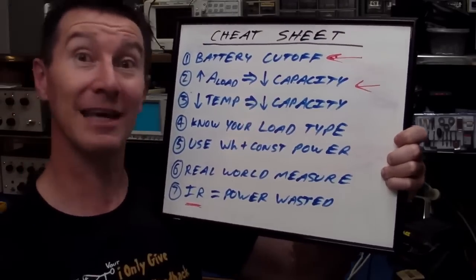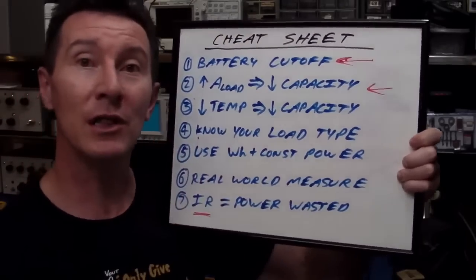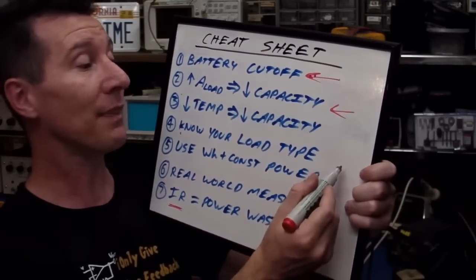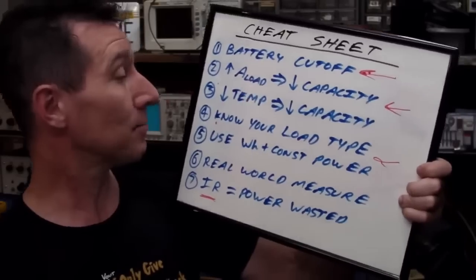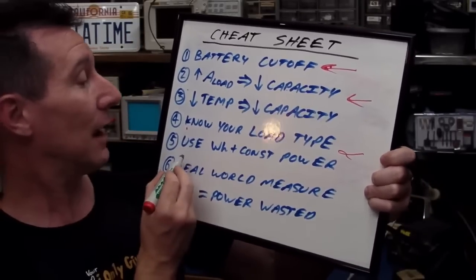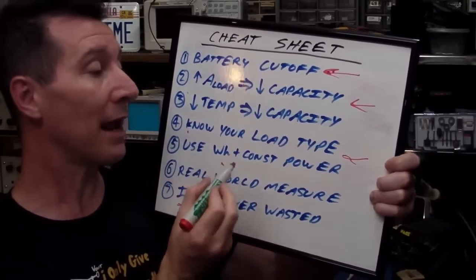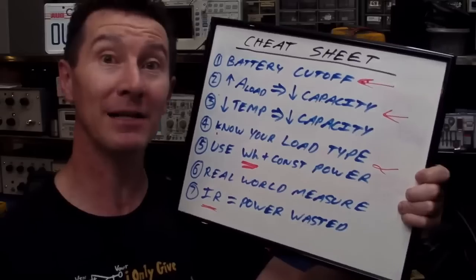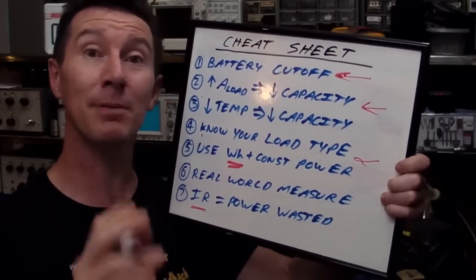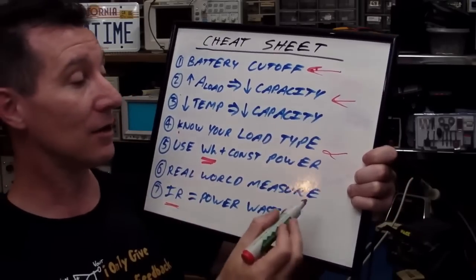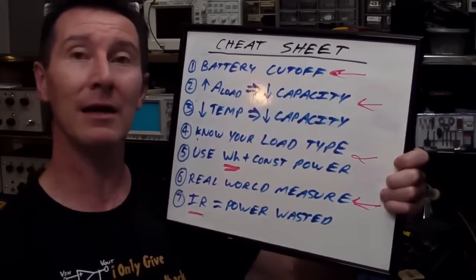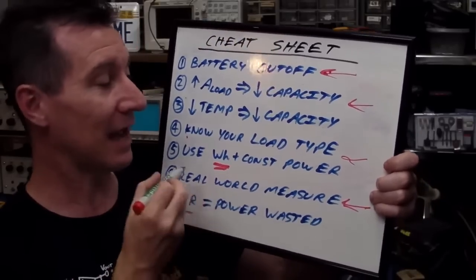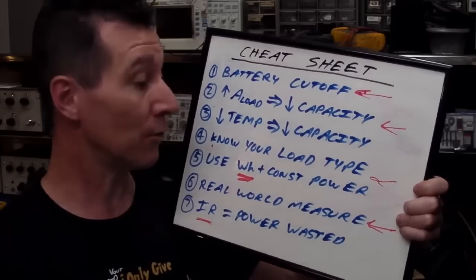Now, you've got to know your load type: constant current, constant power, constant resistance. Choose the one that's most appropriate for your particular product when you're dealing with the graphs. And if you're serious, use watt hour plus constant power, because true watt hour is the true capacity of the battery. Milliamp hours is a bit of a guesstimate, okay? And really the only way to measure true capacity and battery life in your particular product is to actually measure it in your circuit. Do some real world tests.